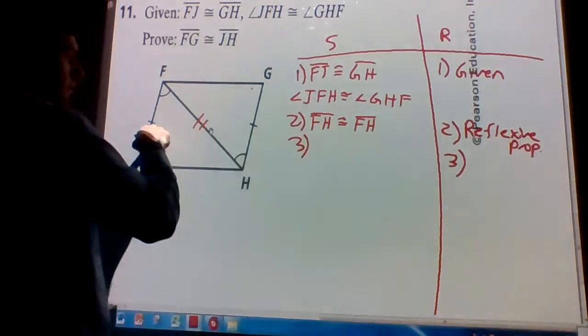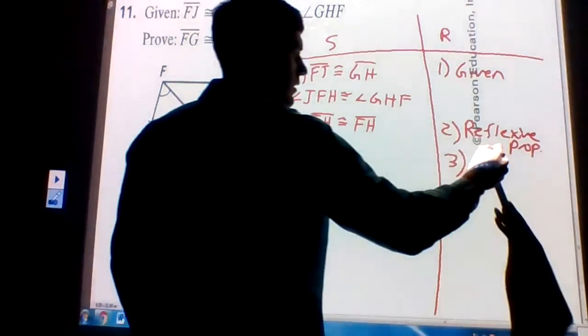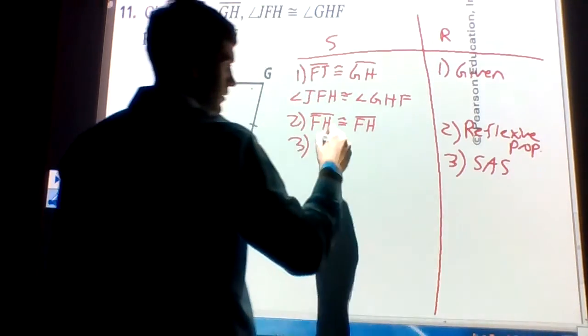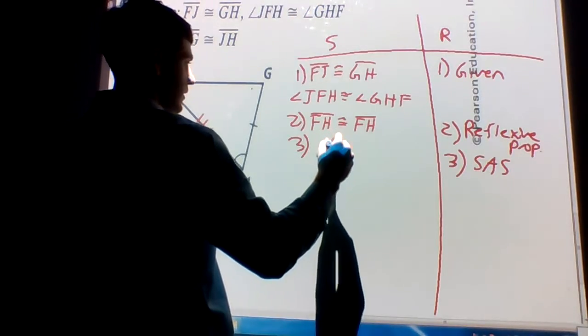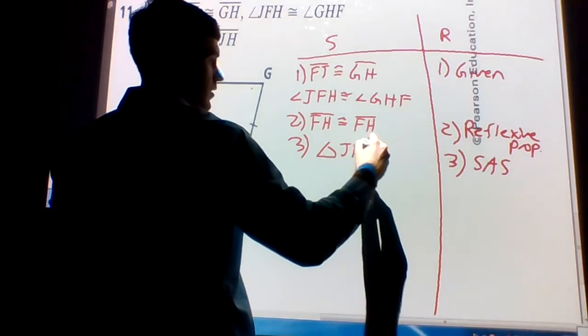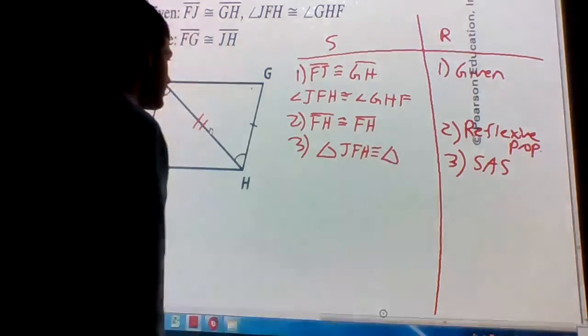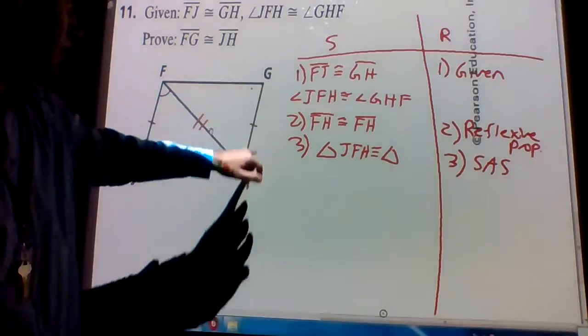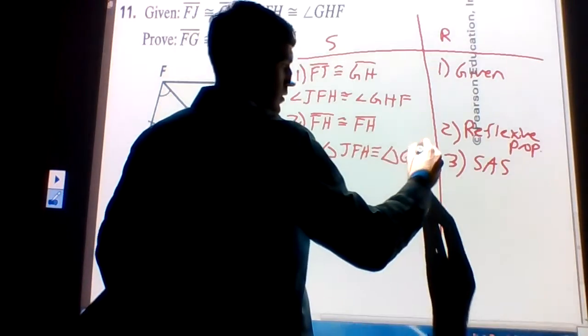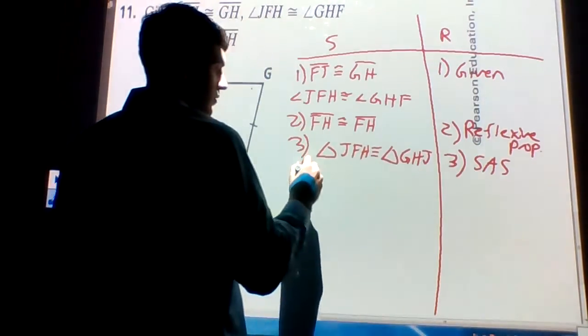Okay. We then have side angle side. That will tell us our triangles are congruent. So triangle JFH is congruent to triangle GHF.